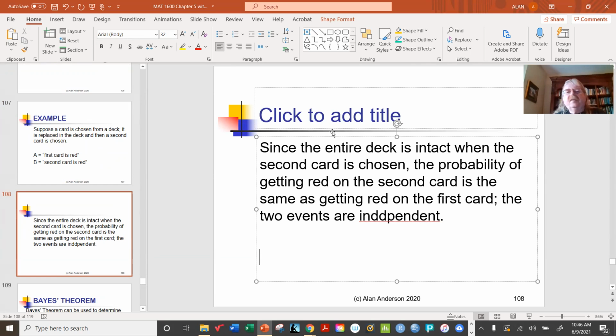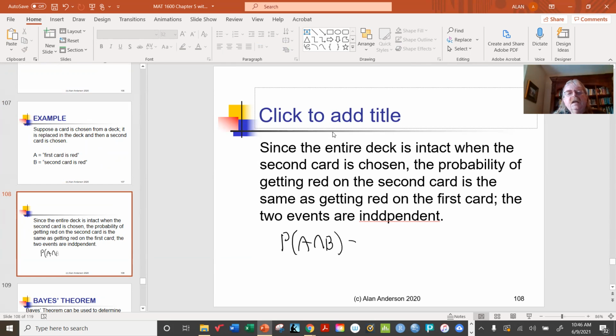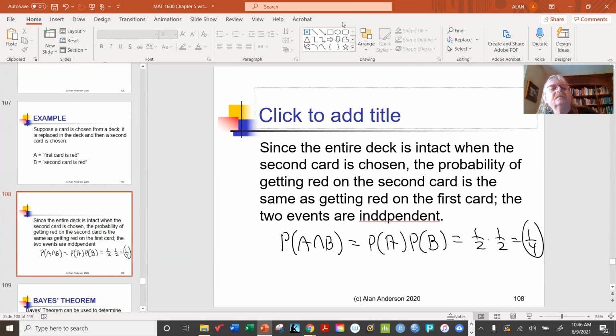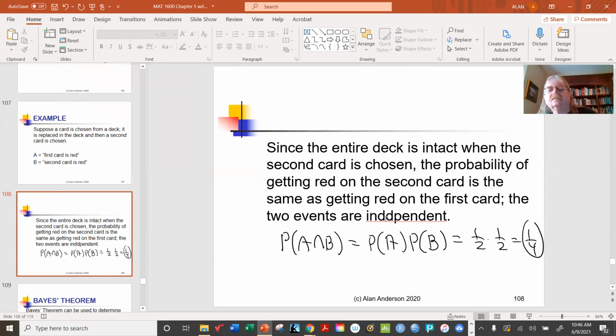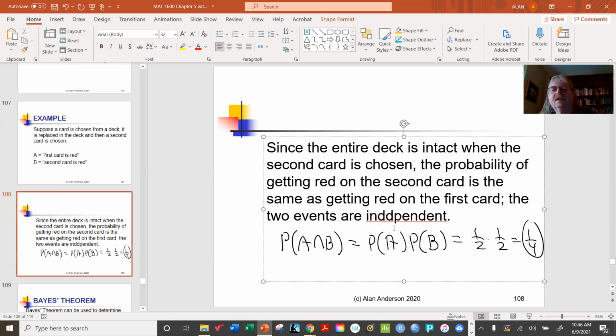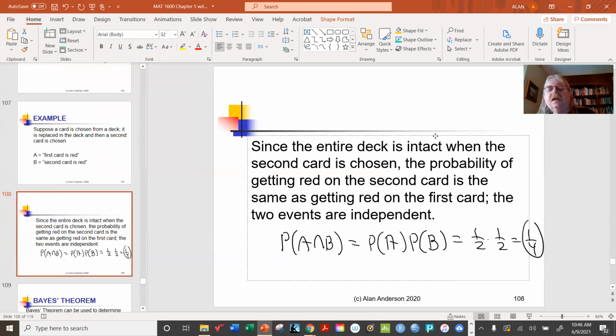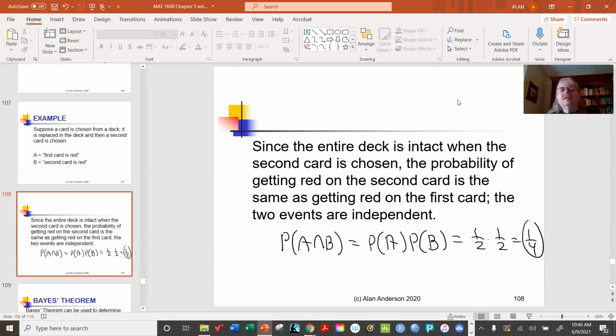So therefore, the probability of them both being red can be calculated very easily as 1/4. And by the way, when this type of experiment is carried out, this process is known as sampling with replacement.